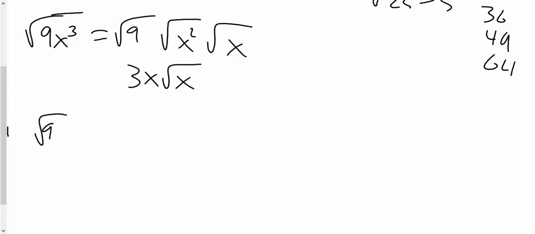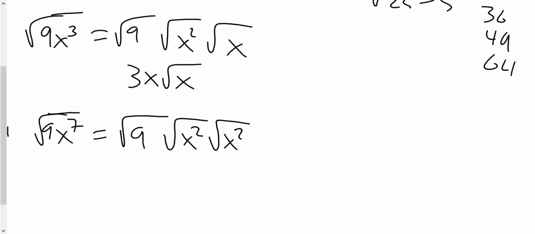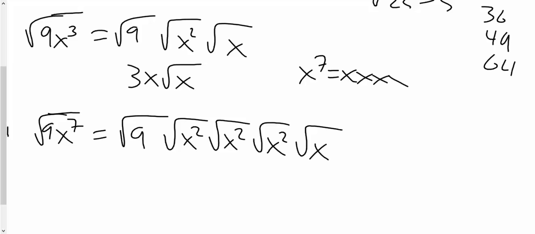Okay, 9x to the, say, 7th. So how do you approach a problem like this? Very similar. You want to break it up into pairs. The x to the 7th, we go back to exponents from last year: 1, 2, 3, 4, 5, 6, and 7. This is what x to the 7th looks like.